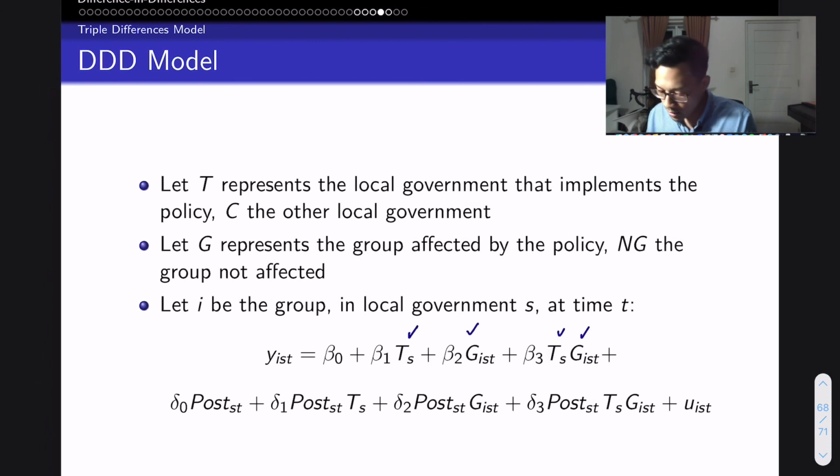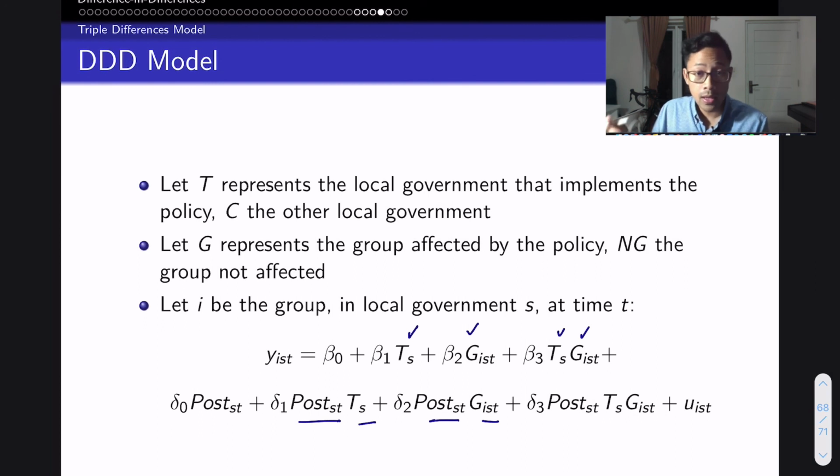Then we also want an interaction term between the post period, the local government, and the group that is affected, and our parameter of interest is going to be delta 3. Delta 3 is going to identify the impact of the implementation of the program in this triple D process.